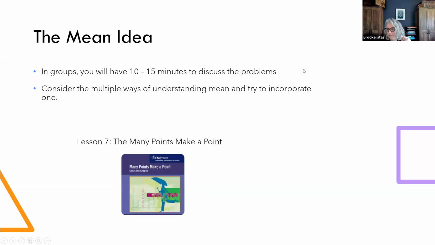And if you're just dying to know where this mean idea came from, this was lesson 7 from the Many Points Make a Point book. You should have that, and in the teacher book there is one called The Mean Idea. The lesson after that is called The Median. I like this book a lot because data is super important in our adult learners' lives, and for them to conceptualize the information that they're getting is going to be so important, especially as time goes on.